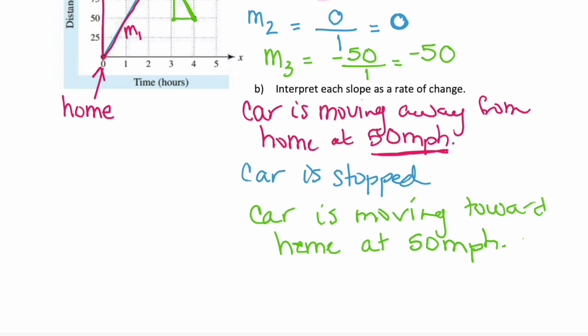Remember to pay attention to the context. Speed can't be negative, so that negative needs to be telling us something else about the situation. And here it's telling us that our distance is decreasing.